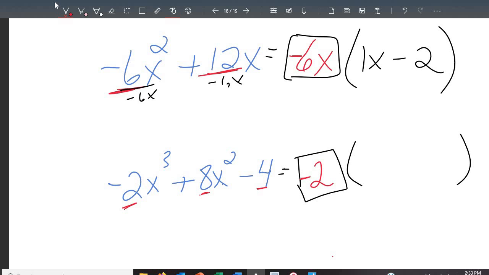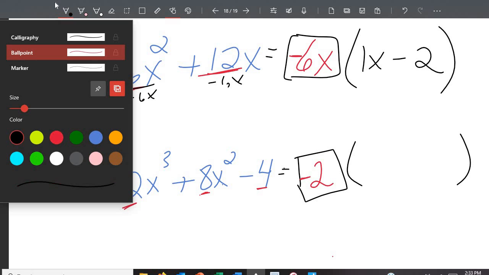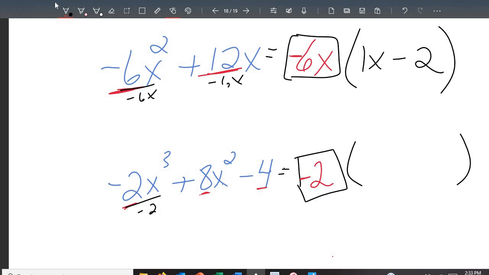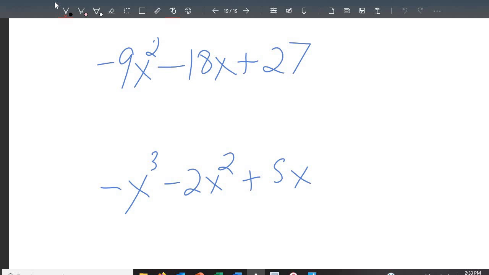Alright, so I'm going to divide this time just by the negative 2. Negative 2 divided by negative 2 is positive 1. X cubed. 8 divided by negative 2 is negative 4. X squared. Negative 4 divided by negative 2 is positive 2. Let's do a couple more of these. So I'm going to just draw my box underneath here.